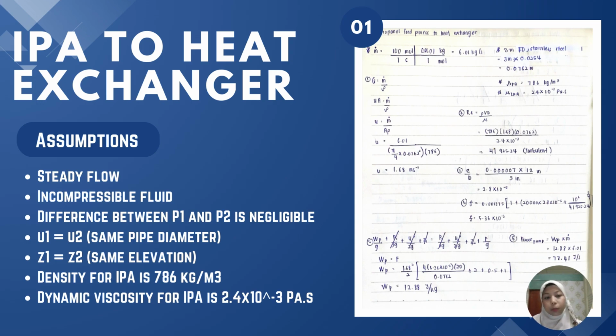The last step is we need to find the power for the pump by multiplying the work by the pump with the mass flow rate, and we will get 77.41 joule per second.